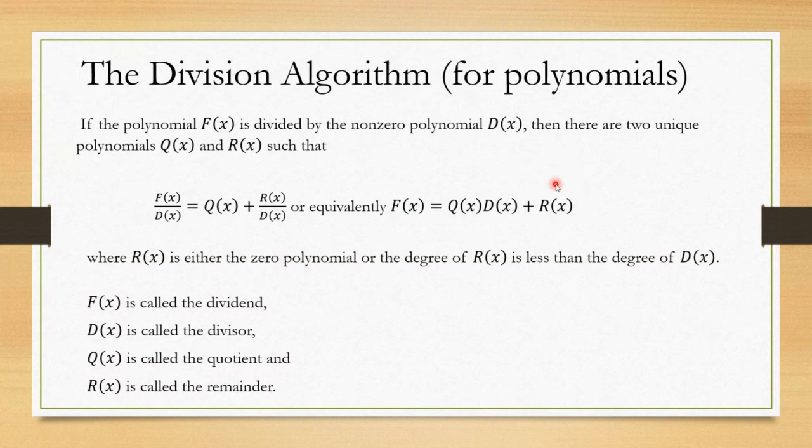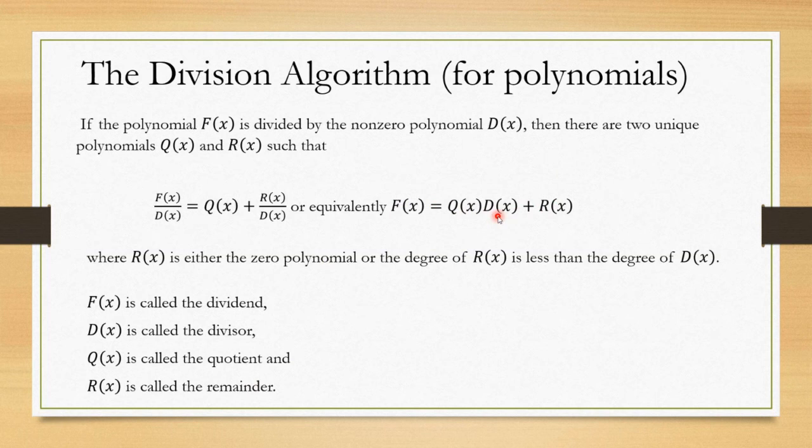And here, R of x is the remainder. Q of x is the quotient. D of x is the divisor. Capital F of x is the dividend. And if you remember also, R of x, the remainder, is either identically 0 or its degree is less than the degree of d of x. Either one of those. Has to be one or the other.